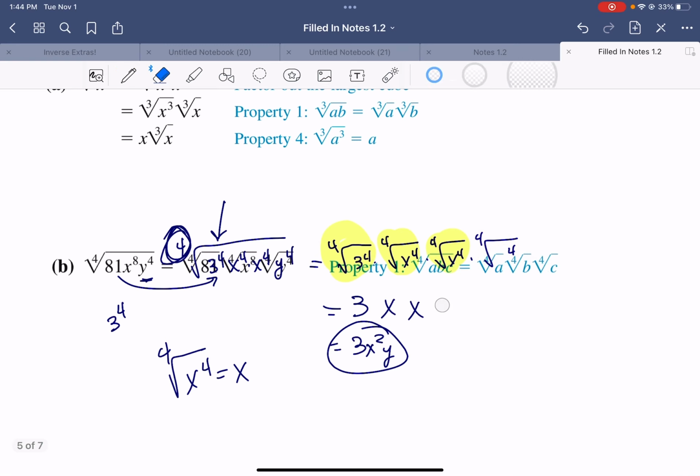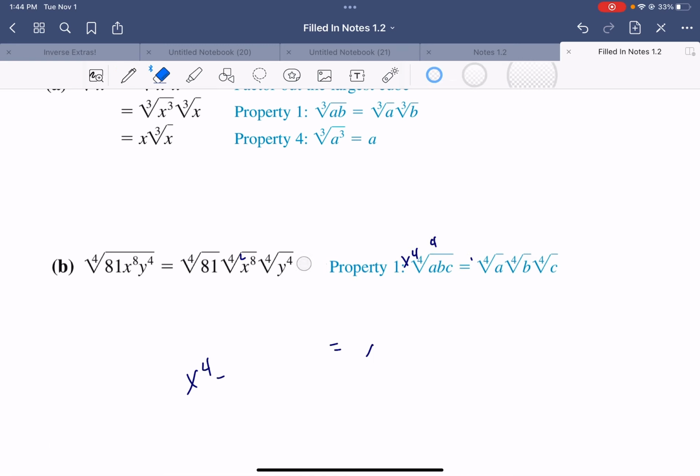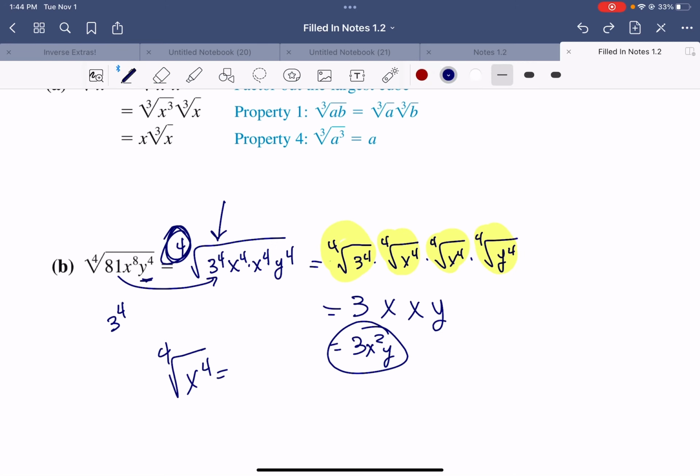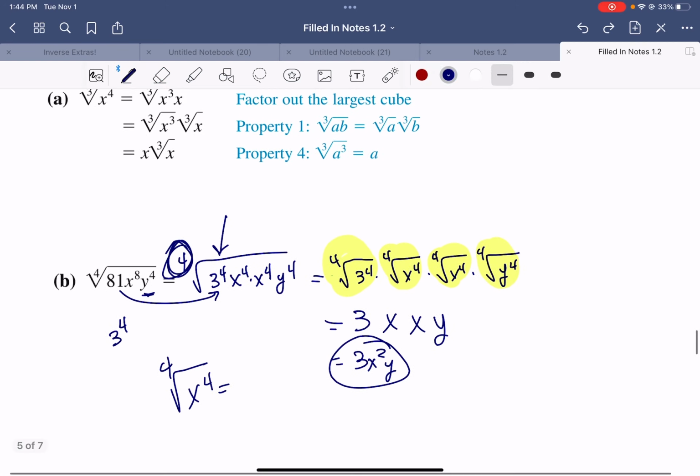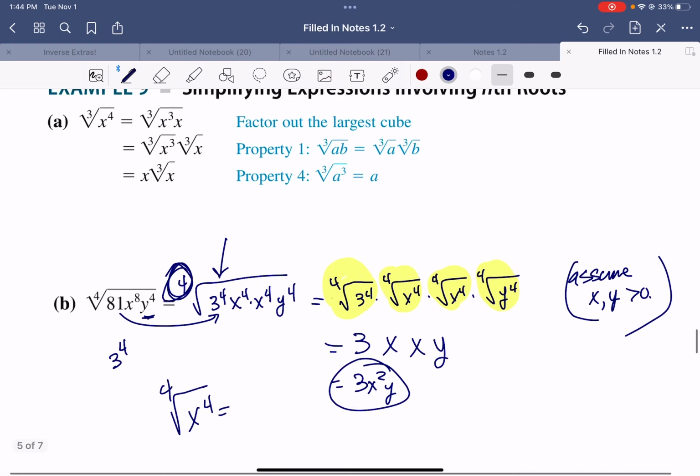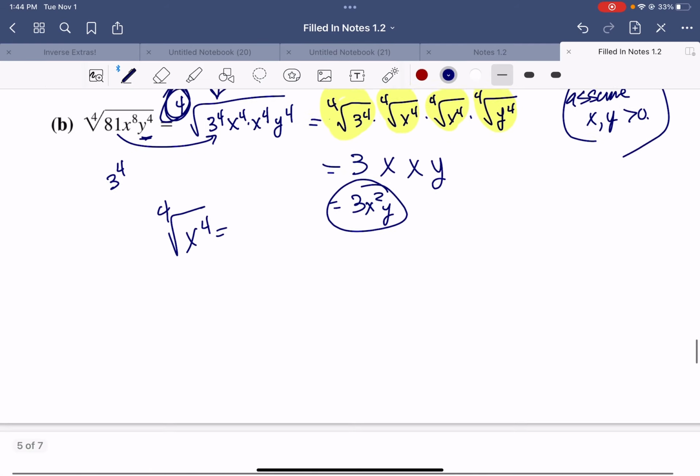I guess if we were being super perfect, I wonder if they said anything. Oh, I guess we did. Okay. So here, I'm just going to assume that x and y are positive. Just put that little note in the back of your head. That's why I didn't have to worry about absolute value.